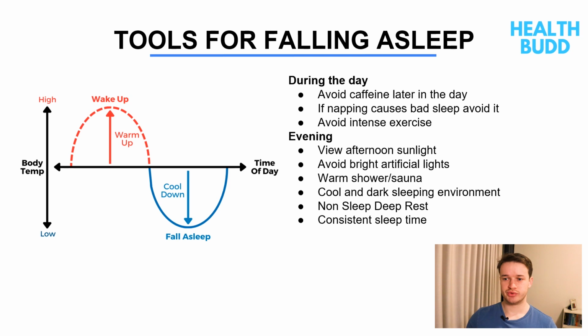The third tool is having a warm shower or sauna in the evening. Actually, after doing this, your body starts to cool down and reduce its body temperature. The fourth tool is having a cool and dark sleeping environment. I've been using this and it's been helping me. So getting rid of all your phones from your room, closing the blinds, having blackout blinds, making sure there's no light in your room, keeping it cool and dark helps with sleep.